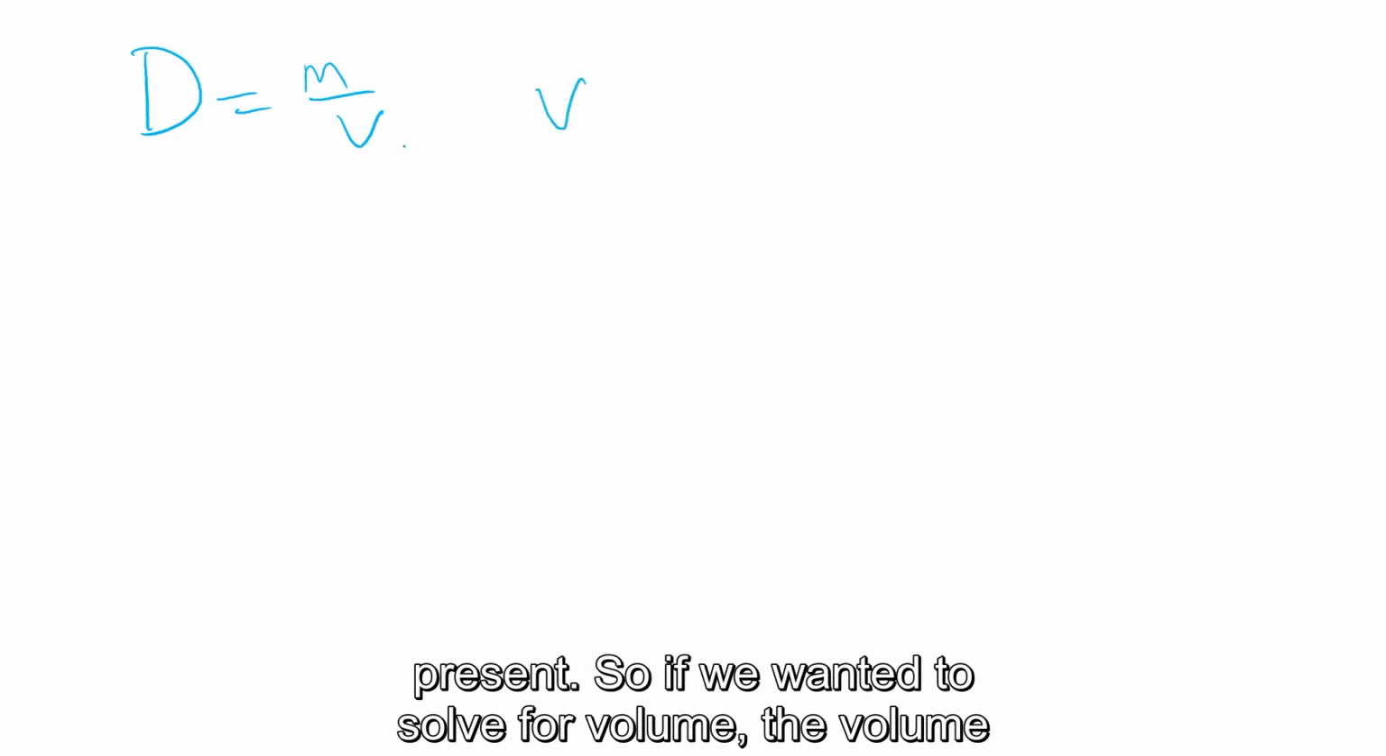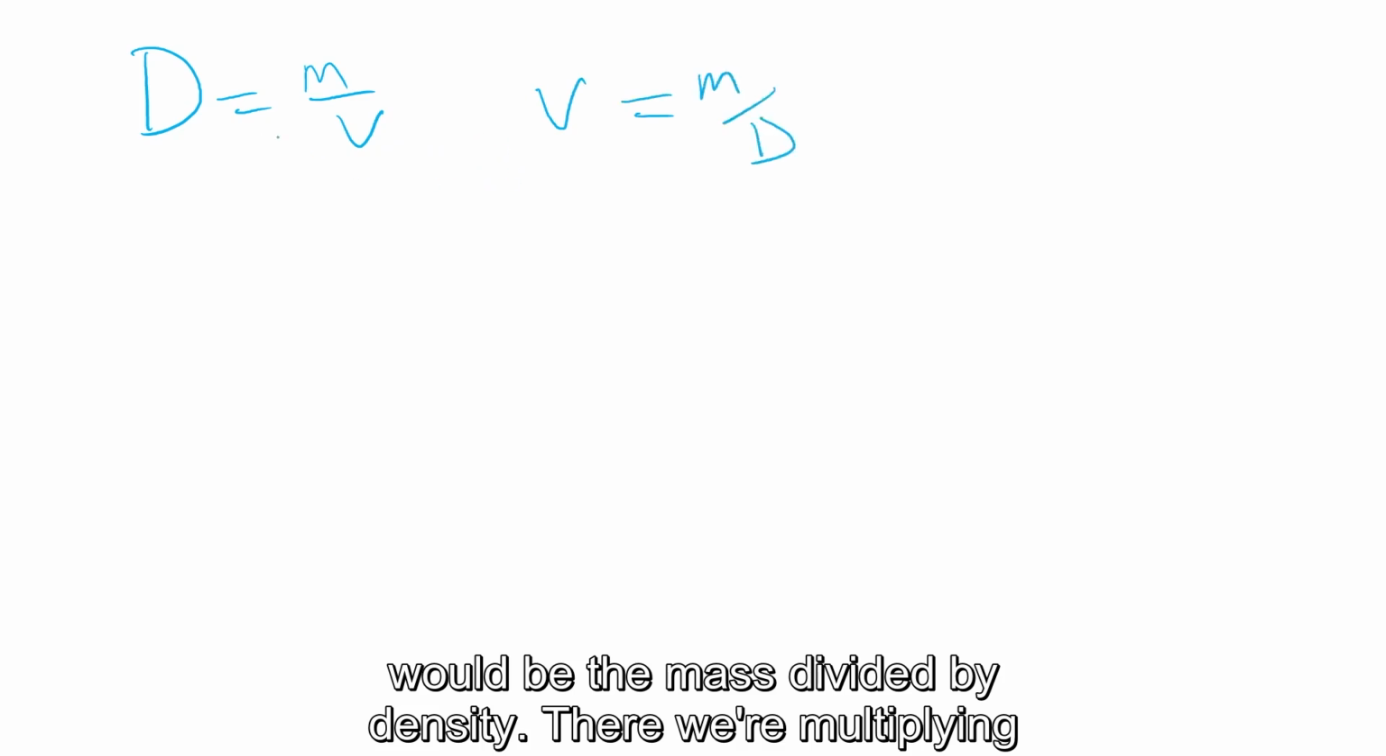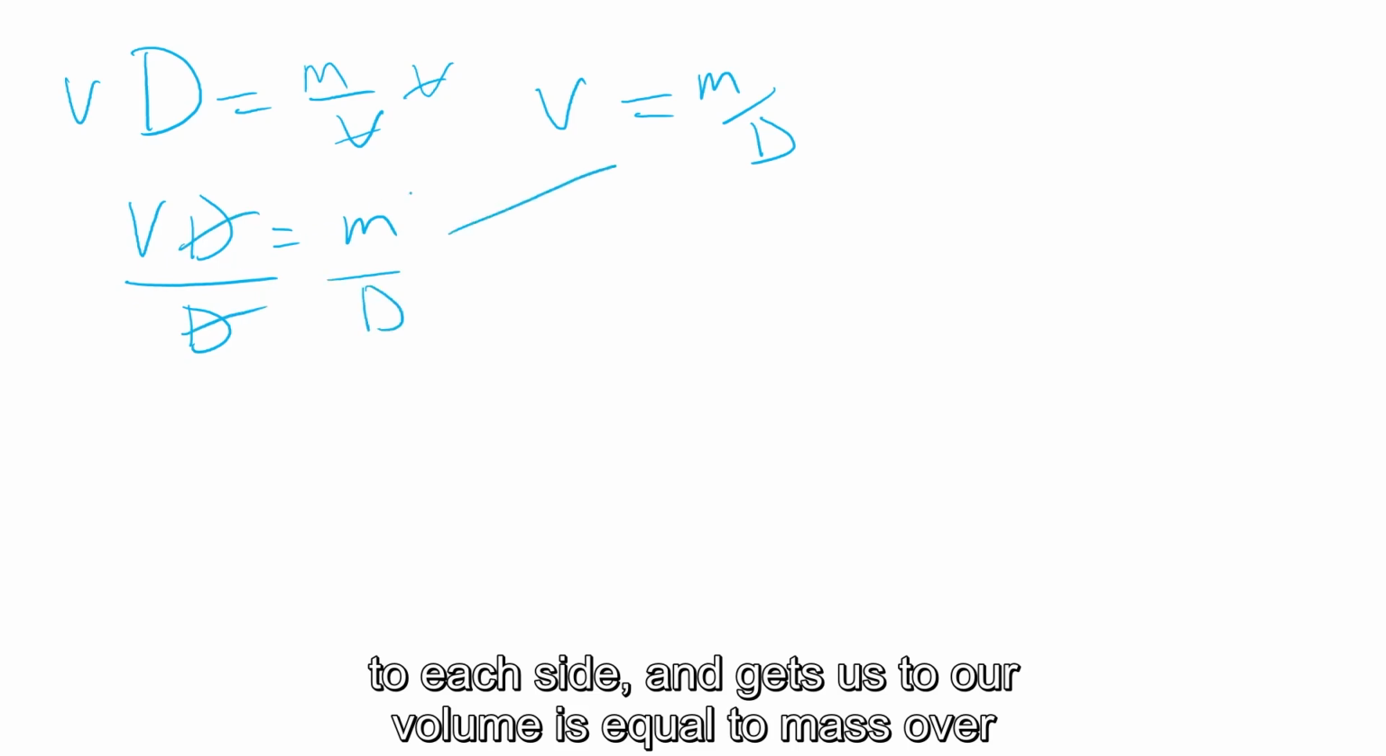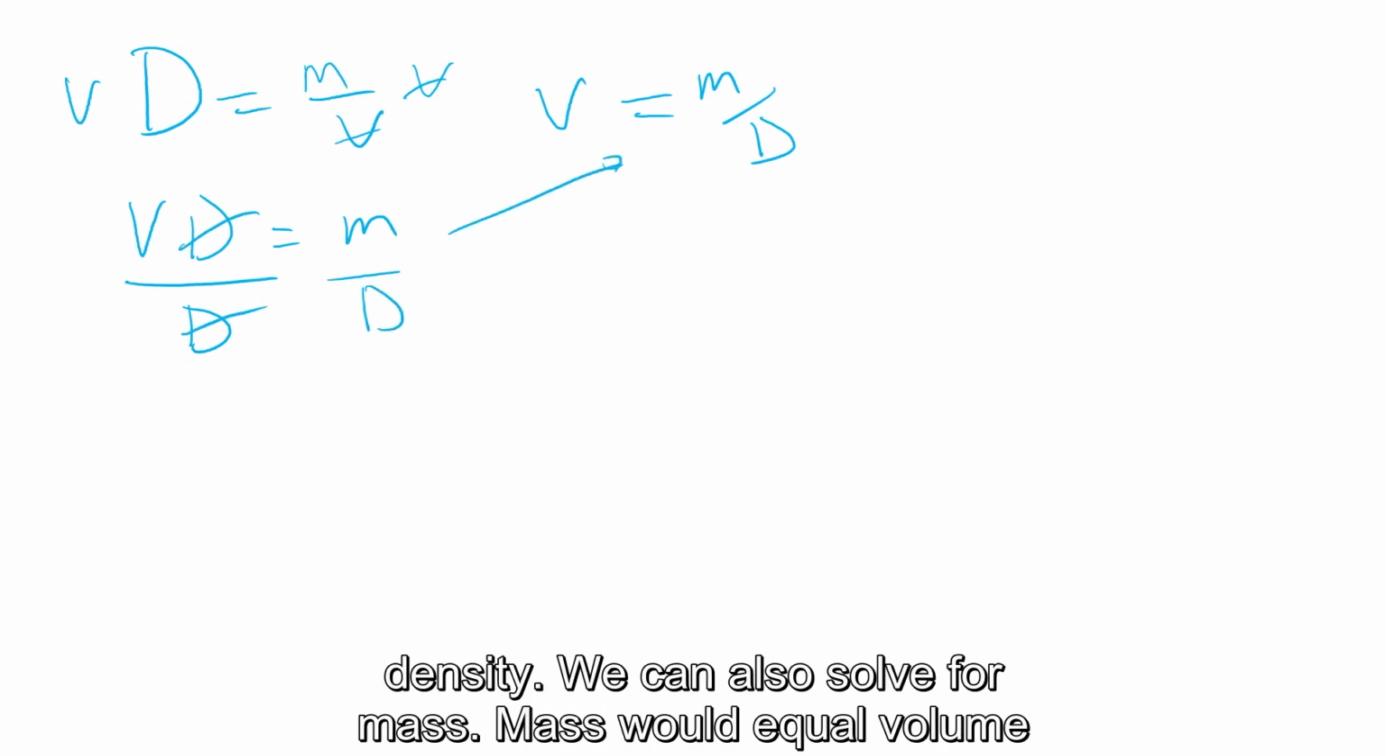So if we wanted to solve for volume, the volume would be the mass divided by density. There we're multiplying the volume to each side, and then we're dividing by the density on each side, and that gets us to volume equals mass over density.